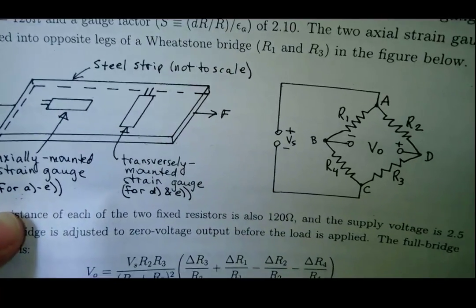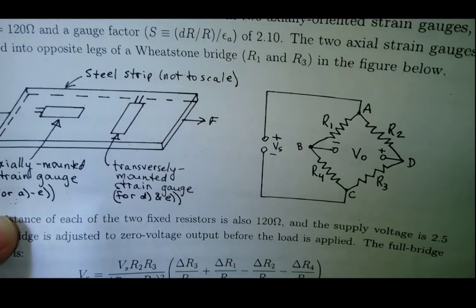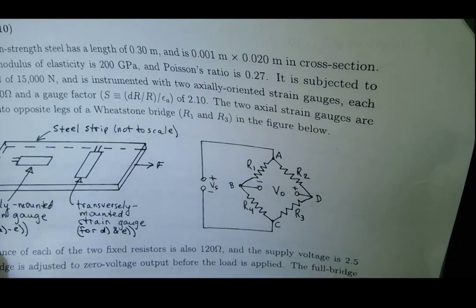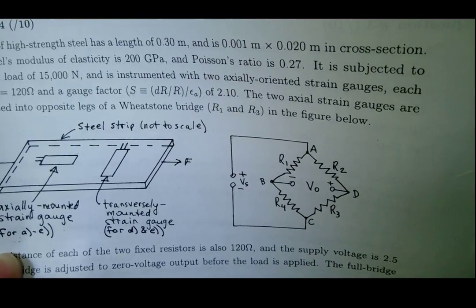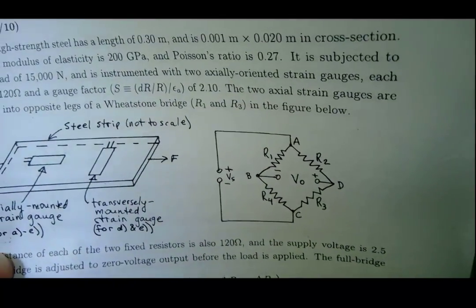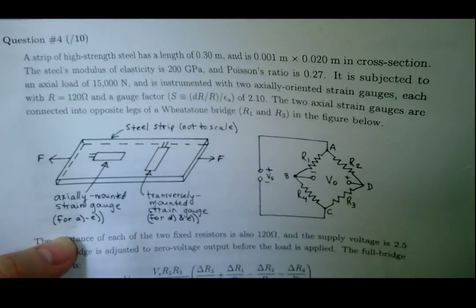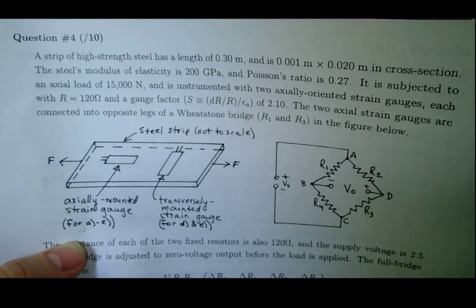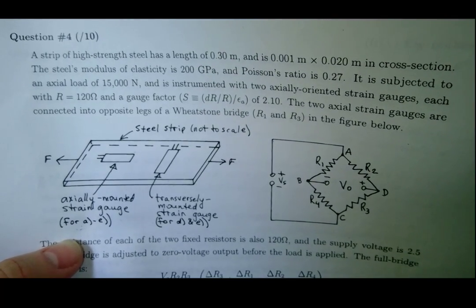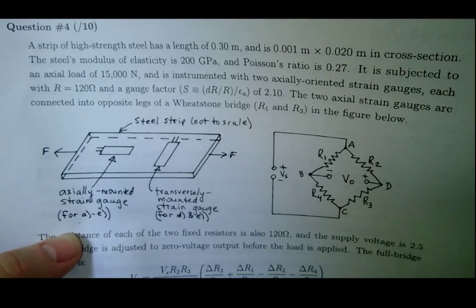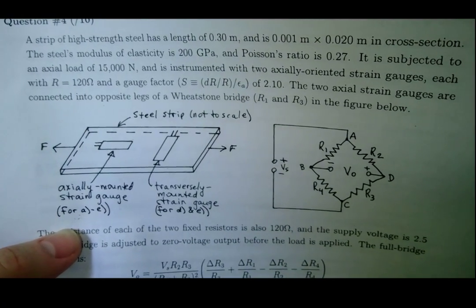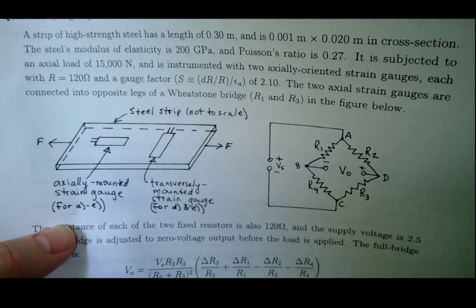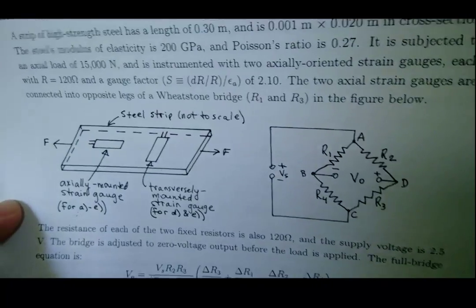A strip of high-strength steel has a length of 0.3 meters and is 0.001 meter times 0.2 meters in cross-section. That's a bit too close. The steel's modulus of elasticity is 20 gigapascals and Poisson's ratio is 0.27. It is subjected to an axial load of 15,000 newtons and is instrumented with 2 axially oriented strain gauges, each with R equal to 120 ohms, and a gauge factor S, being dR over R divided by the axial strain, of 2.1. The 2 axial strain gauges are connected into opposite legs of a Wheatstone bridge, R1 and R2 in the figure below. So, don't let the figure fool you.